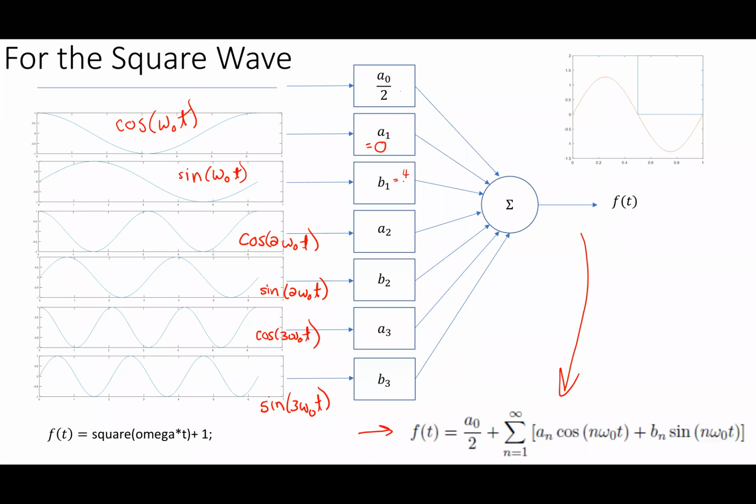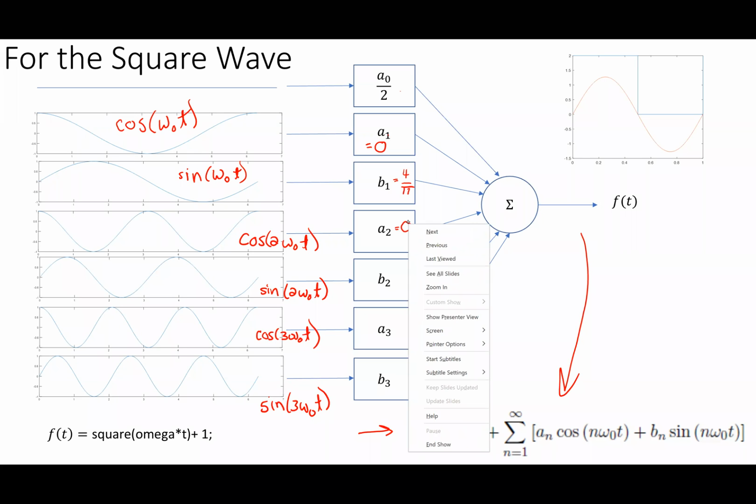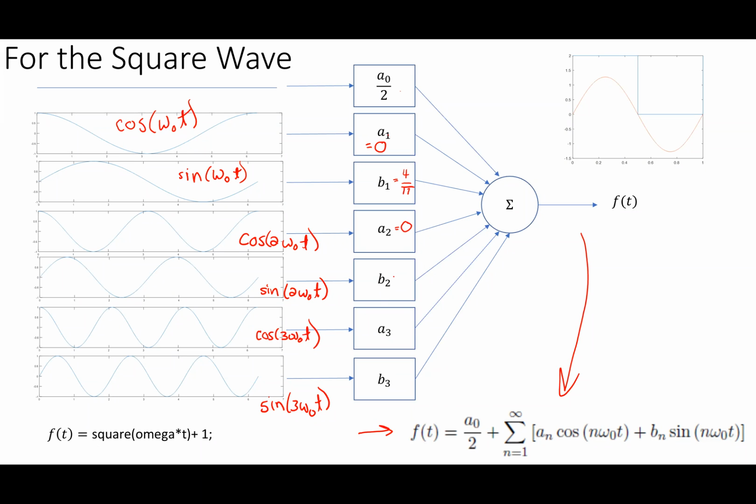So it turned out I needed 4 over pi. Again, we haven't talked about how to make that. I didn't use any of the even harmonics to do that, did I? So what would A2 be? 0. And B2 would be 0. All right, they're both 0. Now, again, I don't want to get too far removed here, but I was using 4 over 3 pi for this guy.